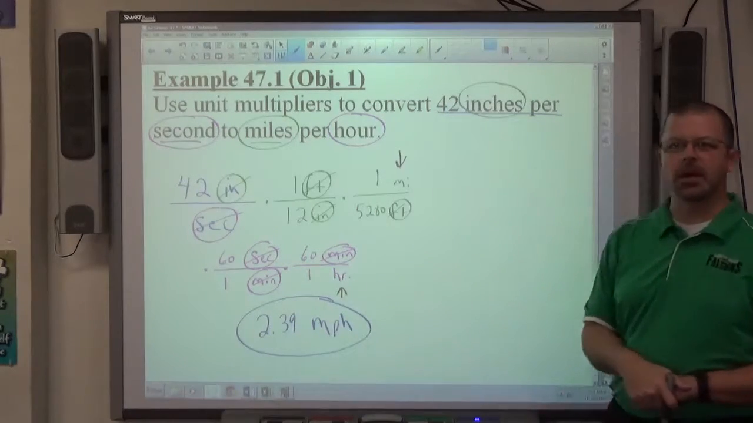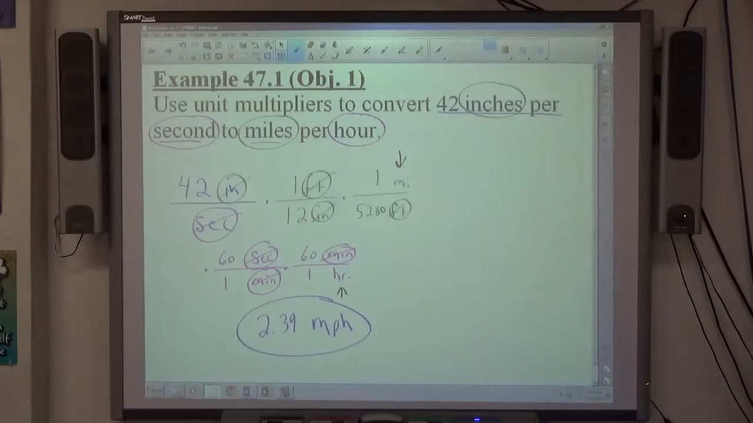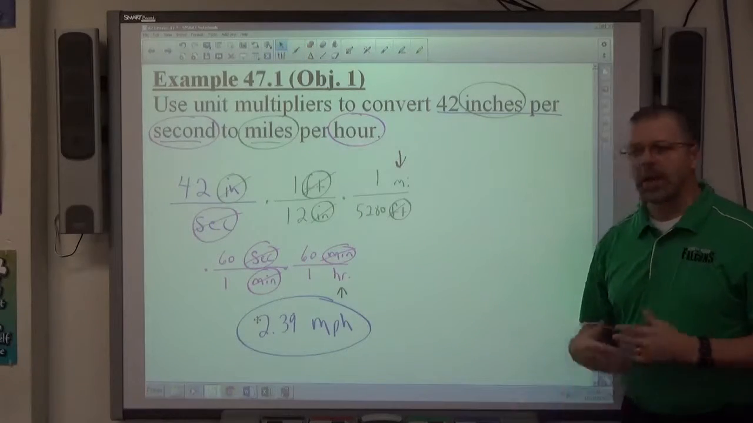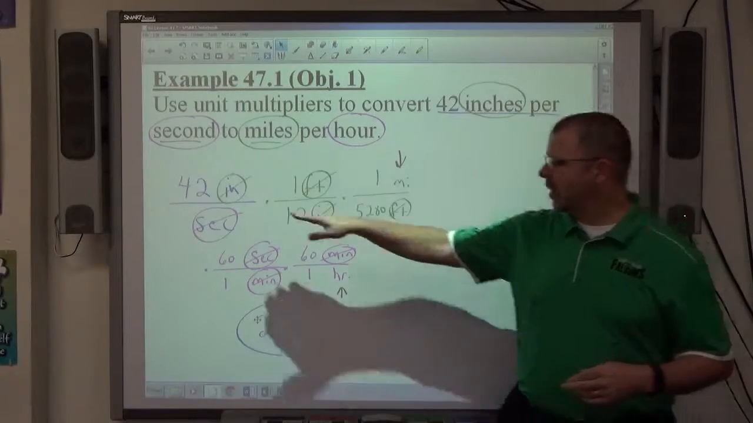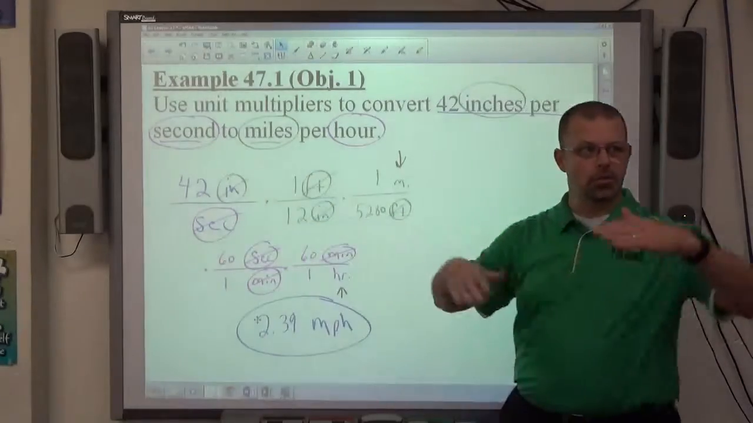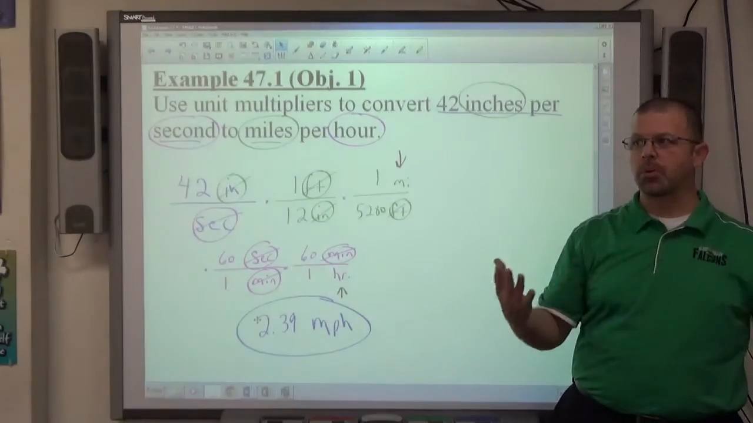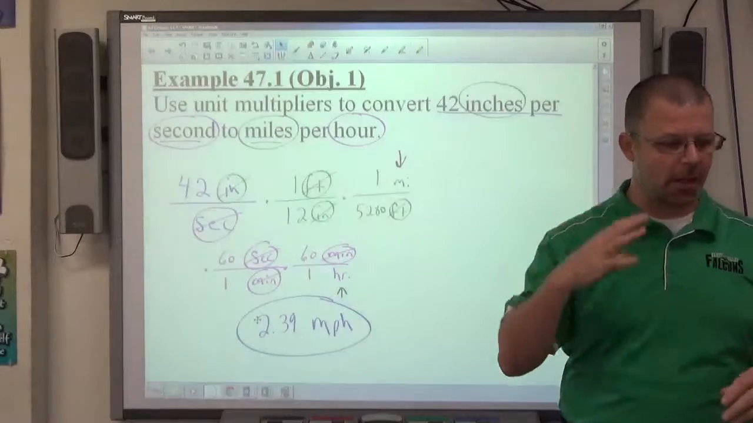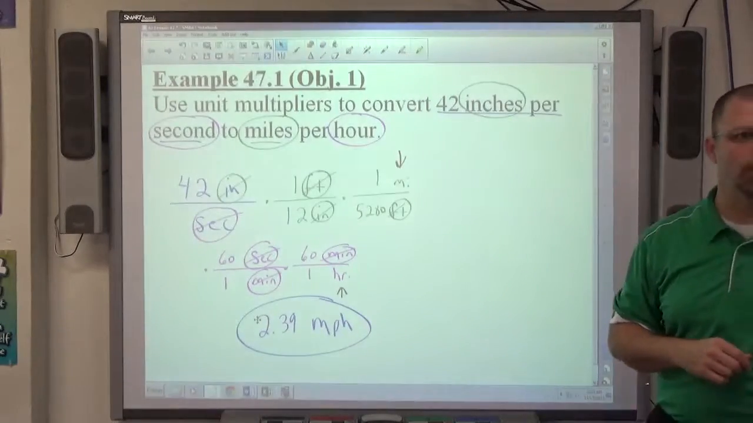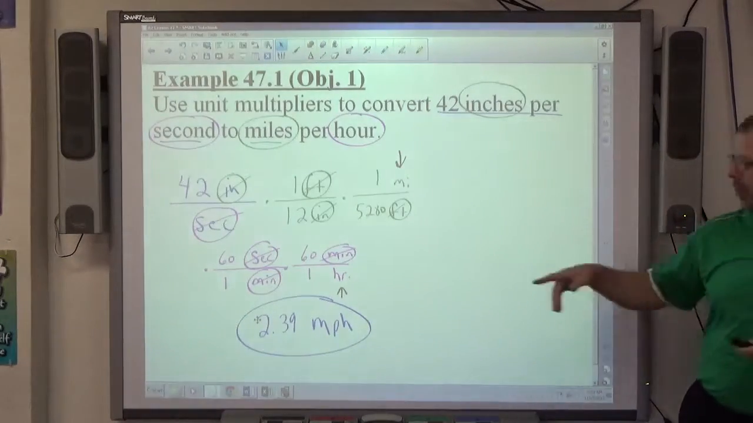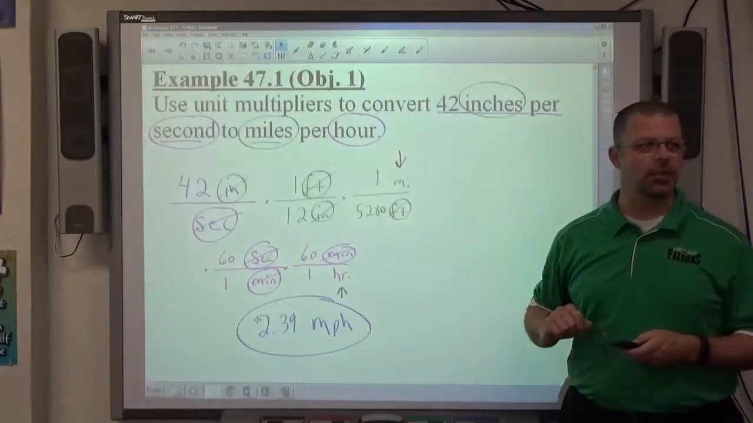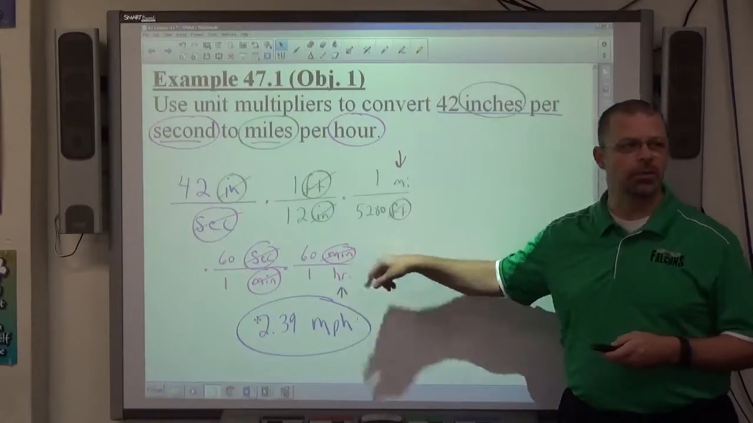You're welcome to write MPH. You can put MI over HR also. So again, it is what it always has been. You just have this extra unit on the bottom to begin with, so the question 'where should I put this?' should come into play. That type of question should enter your brain while you're doing this. And then again, put the proper facts within each fraction. Equivalent things on top and bottom of each.